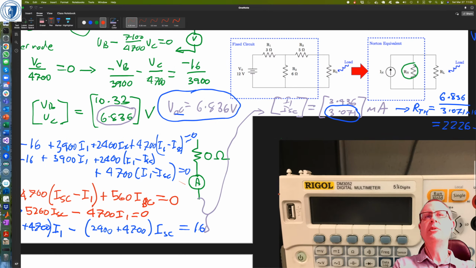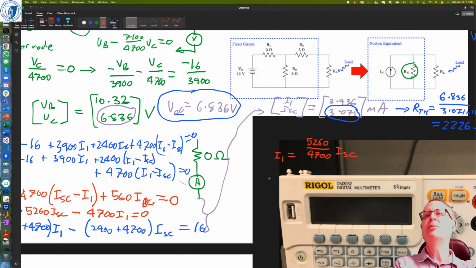I might just draw on the top of the multimeter. Hopefully it won't get too confusing, right? So that means we've got I1 equals, now what's it going to be? It's going to be 5260 on 4700 ISC. Right? Can you see that? So we move 4700 I1 over to this side, so it becomes positive, and then divide both sides by 4700, so we get I1 equals that.